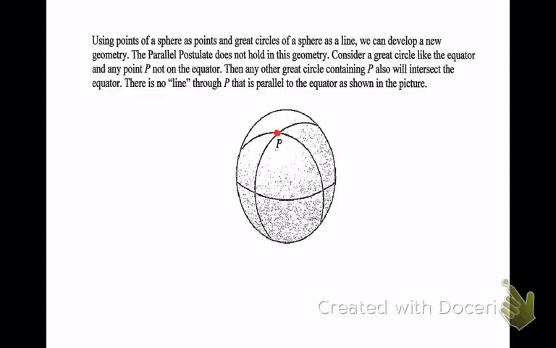Then any other great circle containing P will also intersect the equator. There is no line through P that is parallel to the equator, as shown in the picture. So the equator is a great circle. I cannot draw another line, in other words another great circle, through P that would be parallel to the equator. All the lines that go through P are going to intersect the equator, the great circle. They would all intersect.